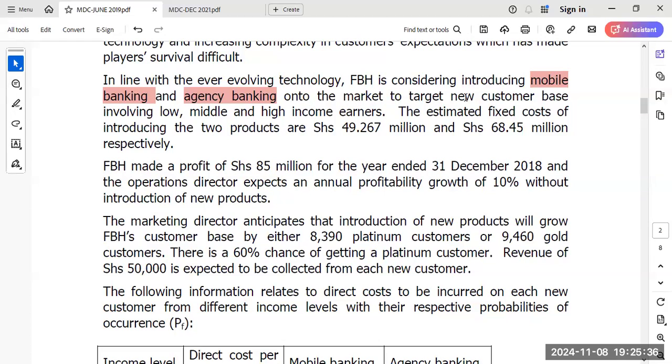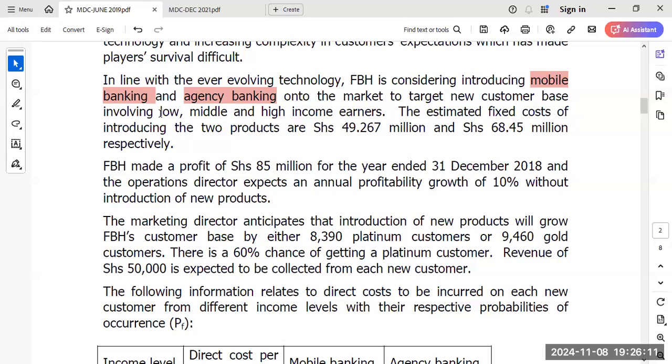Onto the market to target a new customer base, now you're talking about customers. You have no control, as a person in a business, about customers. That's what you should know. You may be selling them something, but you don't know the number. You cannot control the number of customers that are going to actually buy from you. They can decide to buy from you, or they go and buy from another competitor.